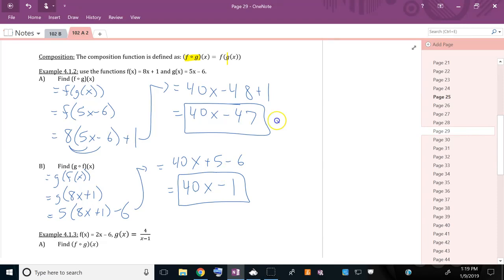One of the big things that I would like to notice here is that my results for part A and part B of this problem are different, even though I used the same two functions. In other words, the order in which you compose makes a difference. So if we ask for fog and we do gof instead, we're probably going to get the wrong answer. So we do need to be careful and make sure to compose in the correct direction.